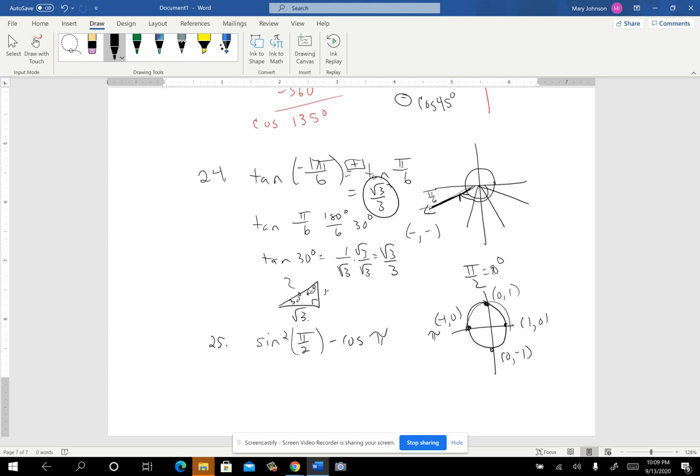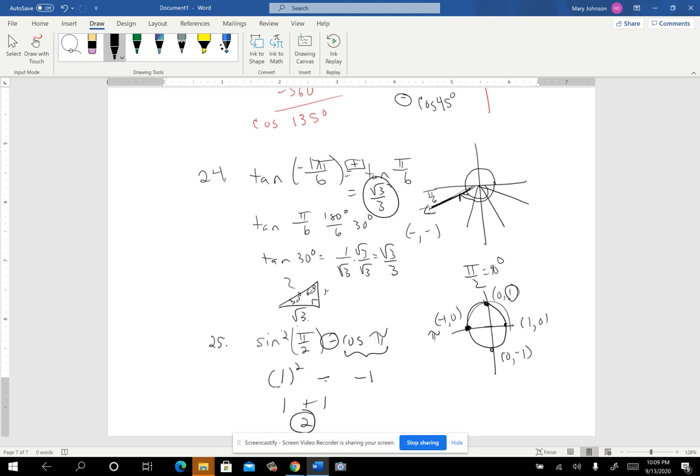All right, so this sine squared pi over 2 means sine of pi over 2 times itself. So the sine of pi over 2 is the y-coordinate, which is 1. So it's 1 getting squared. And then cosine of pi is here. Cosine is the x-coordinate, so that part is negative 1, but then be careful, you got a minus in between. So this is 1 minus negative 1, which is plus 1, and your answer to 25 should be 2. And that would be your final answer.